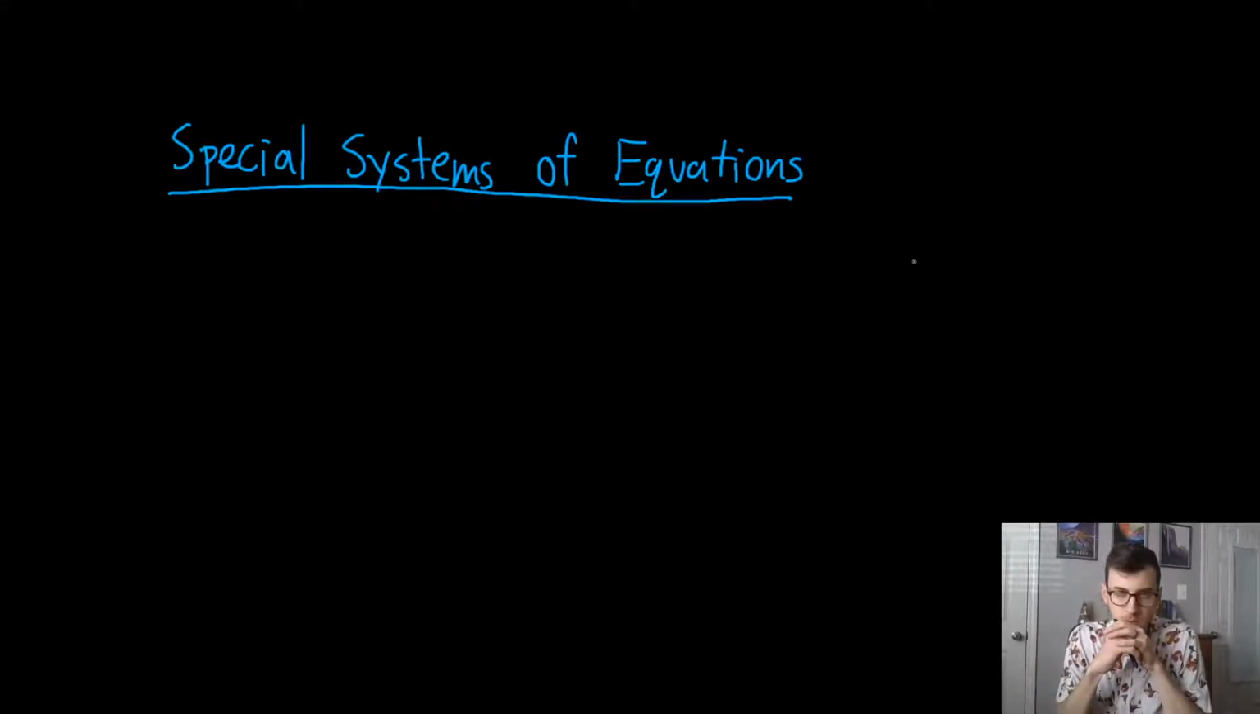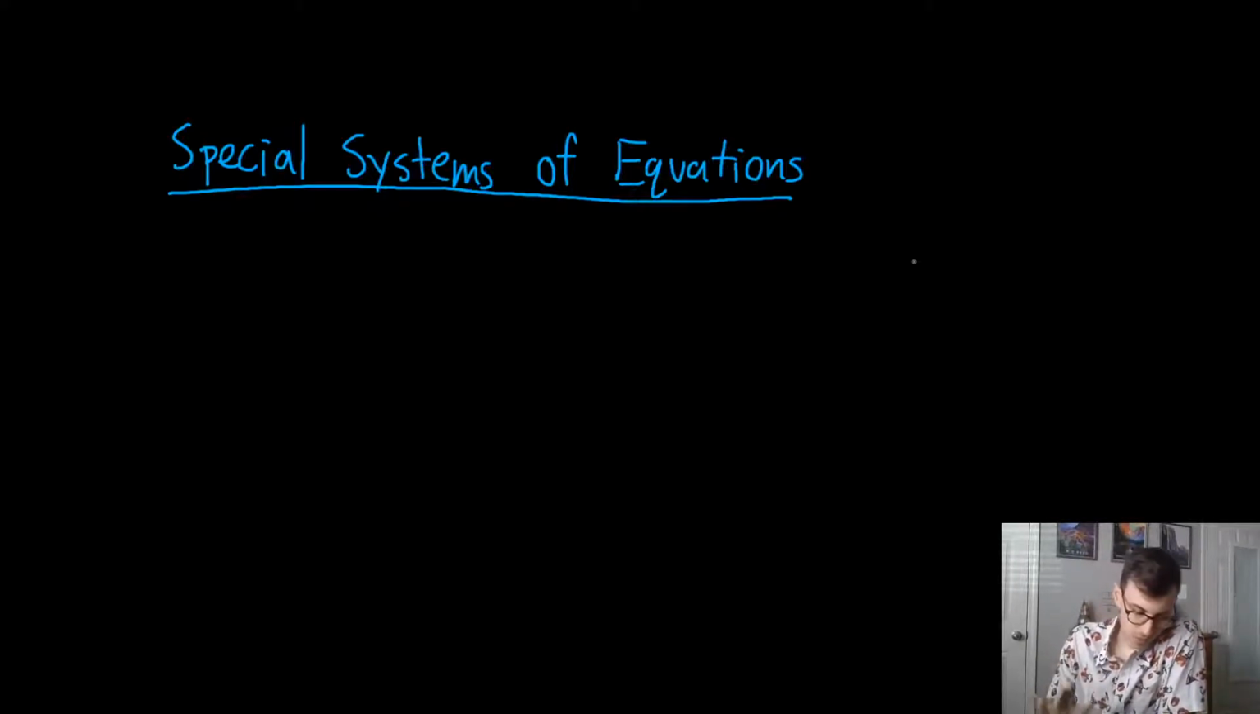Okay, we've talked a lot about systems of equations. If you remember back in the video where I talked about graphing, I asked the question, what would happen if the lines never intersected? What would that solution look like? Well, that's what we're going to talk about today.